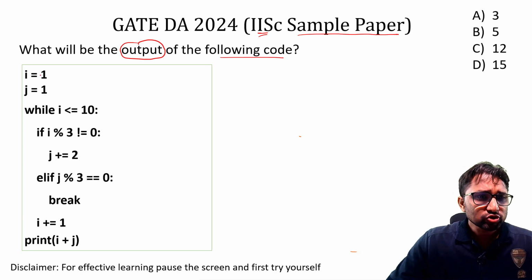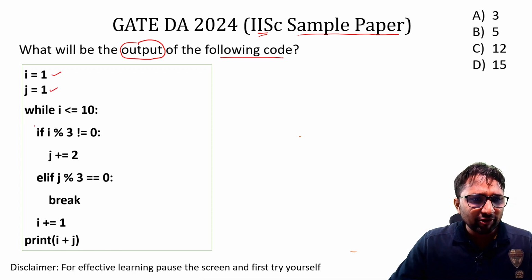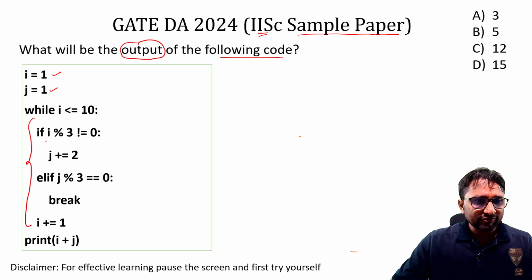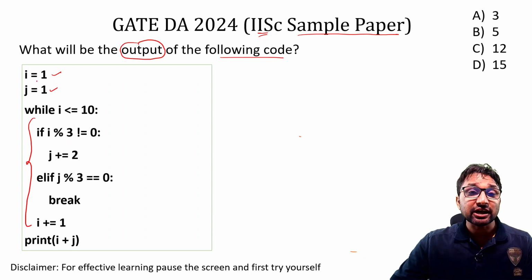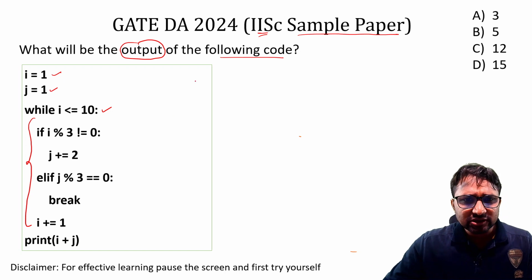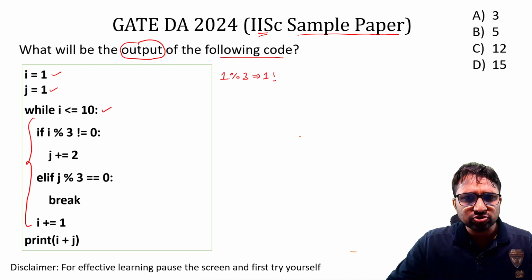Let's dry run it. So i value is 1 and j value is also 1, and this loop will execute. This loop is executing from here to here. So this loop will execute until i value will be 10, and inside there is an if statement. The i value in the starting is 1, and this condition is satisfied, so we are coming inside here. Let me check this if condition. So 1 mod 3, what is 1 mod 3? The remainder is actually 1. This is not equal to 0. Yes, this condition is true.